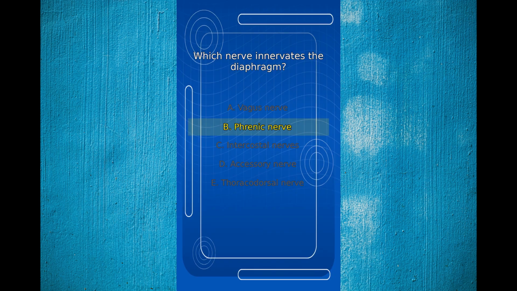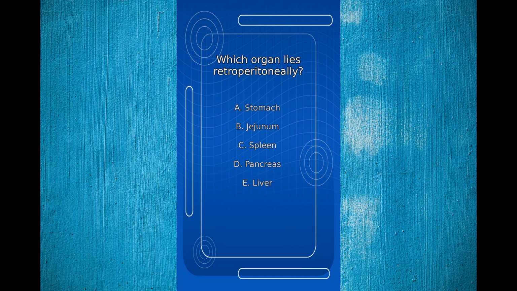The correct answer is B. Phrenic nerve. The phrenic nerve, C3-C5, innervates the diaphragm and is essential for breathing. Which organ lies retroperitoneally?